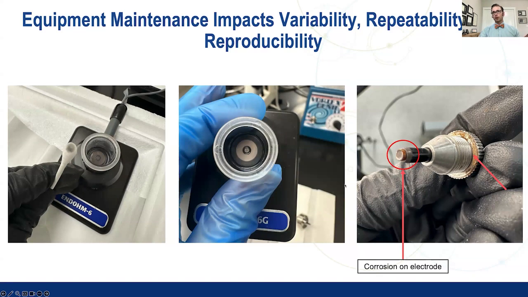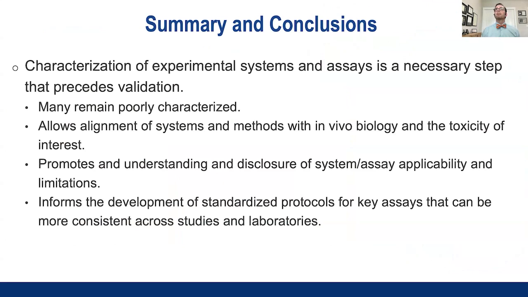And so there were some other things going on here, but it's not only the biological stuff that we have to keep in mind, we have to make sure we're maintaining our equipment properly. So, quick summary: we have to characterize our systems and assays to make sure that we're ready to go forward to validation, or we're kind of setting ourselves up to fail and spend a lot of money doing so.